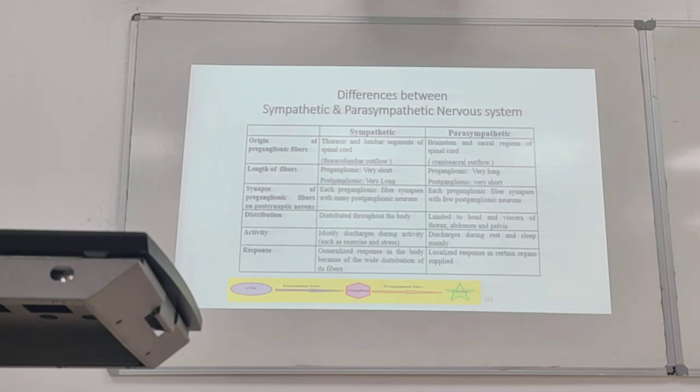Anyway, so the response. Sympathetic response is generalized in the body because of the wide distribution of fibers. Sympathetic, general supply. Generalized response. I am in anger, every cell of my body is under the control of the sympathetic system. I say every cell is angry. But the parasympathetic system is just supplying some organs, not everything. Alright?